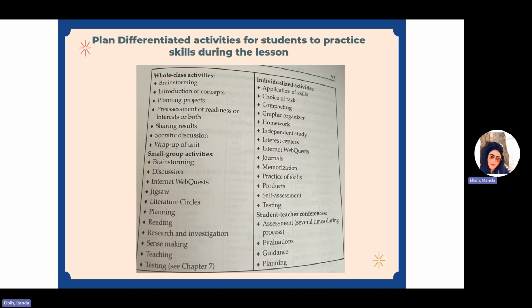So you do the conferences with the students to assess, to see where they're at, to see if you need to do a whole class instruction again. You need to guide the whole class. You need to focus on specific individuals. You need to alter some of your future planning.